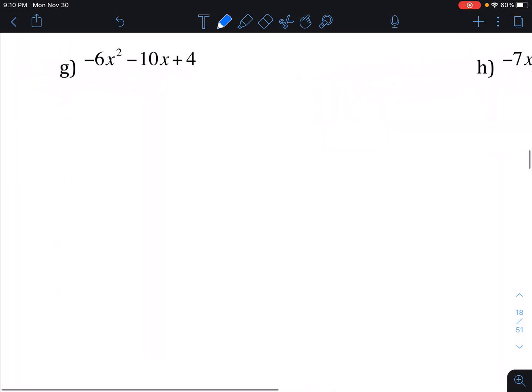Okay, letter G gets a little bit tricky here because we can't start this problem right away until we factor out a negative. My first term is a negative. When we learned the other day, whenever you are factoring and your first term is a negative, you must factor out the negative. So we're going to put negative parentheses and then just change the signs of everything. In other words, we're dividing by -1.